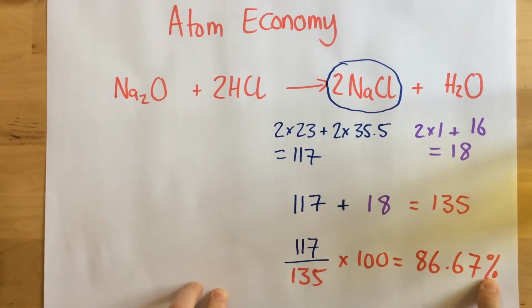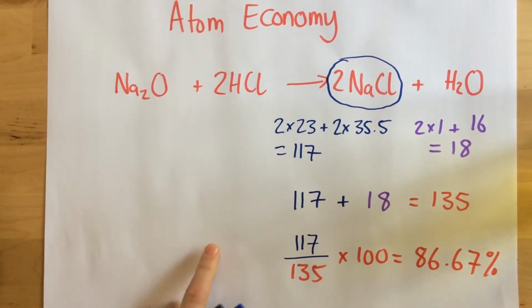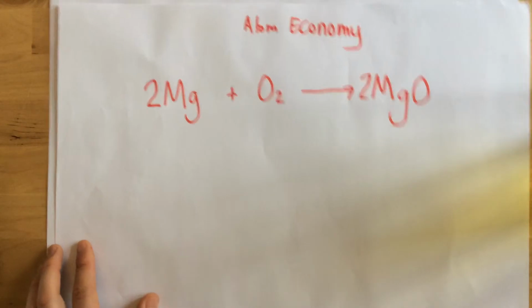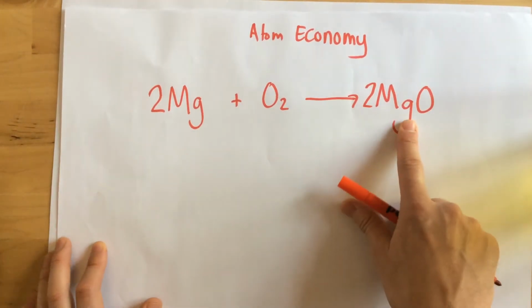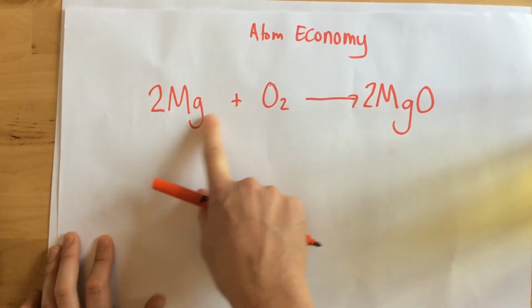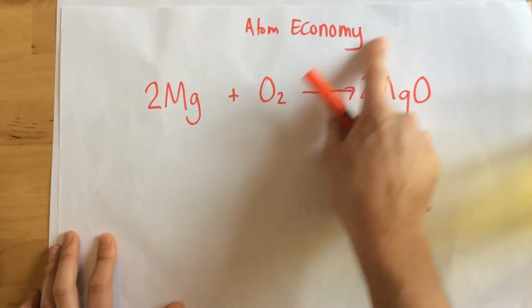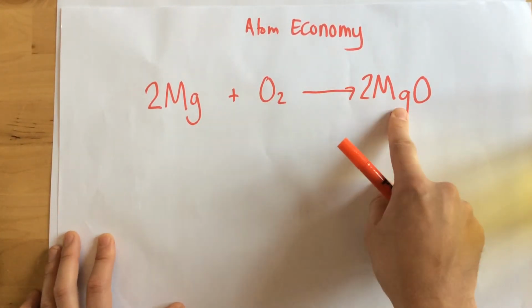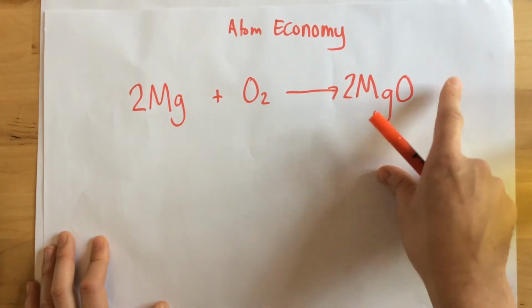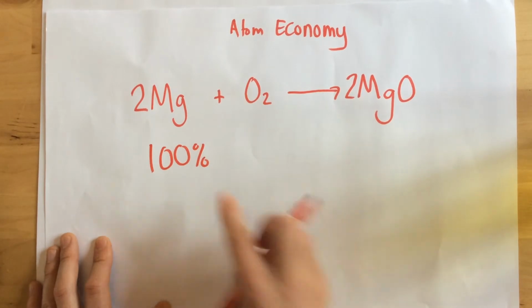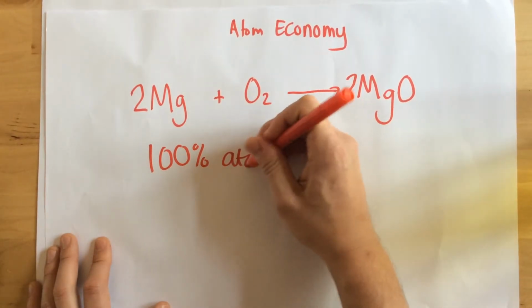Obviously, the higher the percentage, the better, because then we've got less wasted products. So let's have a look at one more example. Let's imagine we were trying to make magnesium oxide by reacting magnesium with oxygen. Now, just by looking at this, because there's only one product, I can instantly say there are no waste products at all. So therefore, my atom economy in this instance must be 100%.